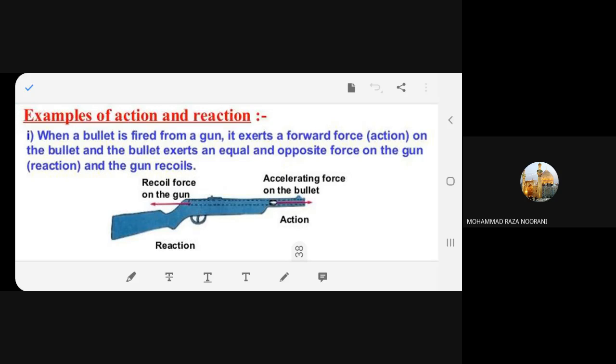When a bullet is fired from a gun, it exerts a forward force, which is the action, on the bullet, and the bullet exerts an equal and opposite force on the gun, which is the reaction, and the gun recoils. Understood? So what is the action? The bullet going ahead. Agreed?